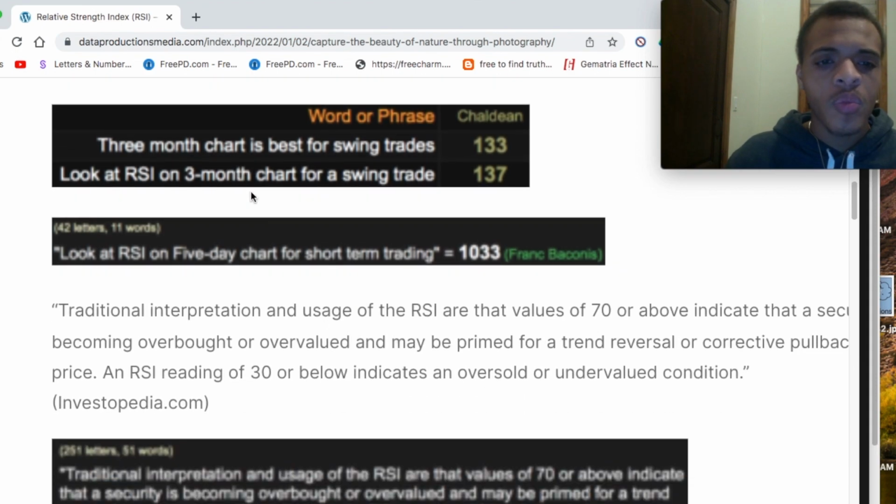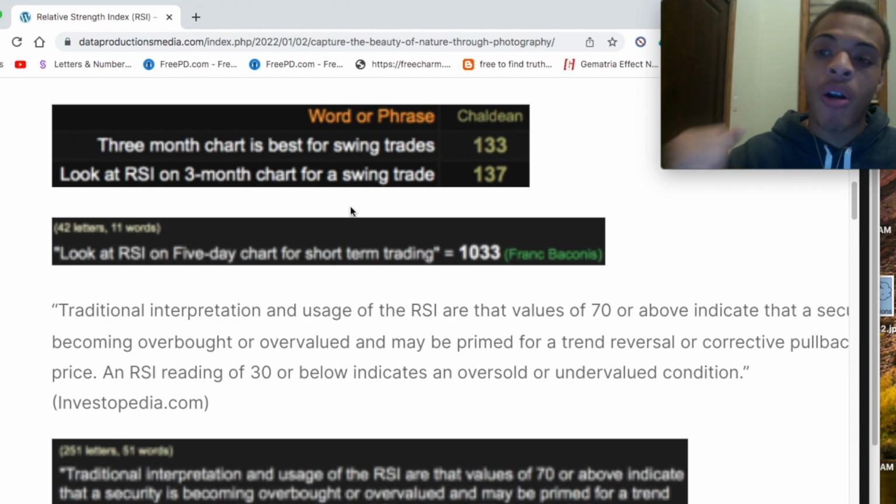Then we have in the Chaldean cipher, the special cipher that goes with the sound vibrations. 3-month chart spelled out is best for swing trades, 133 in Chaldean. Look at RSI on 3-month chart for a swing trade, 137. And that one is with the numerical 3.